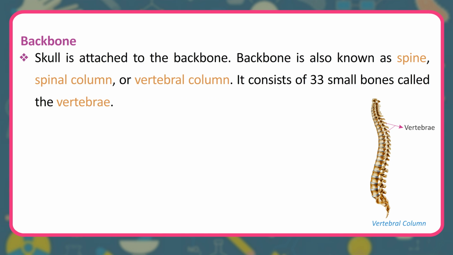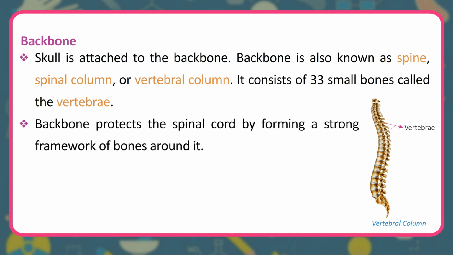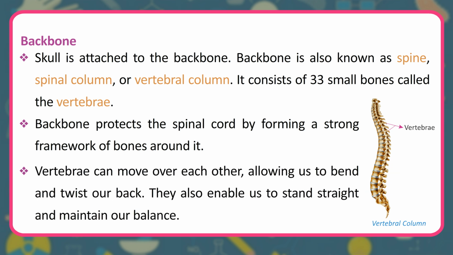Backbone. The skull is attached to the backbone. The backbone is also known as the spine, spinal column, or vertebral column. It consists of 33 small bones called the vertebrae. The backbone protects the spinal cord by forming a strong framework of bones around it. Vertebrae can move over each other, allowing us to bend and twist our back. They also enable us to stand straight and maintain our balance.